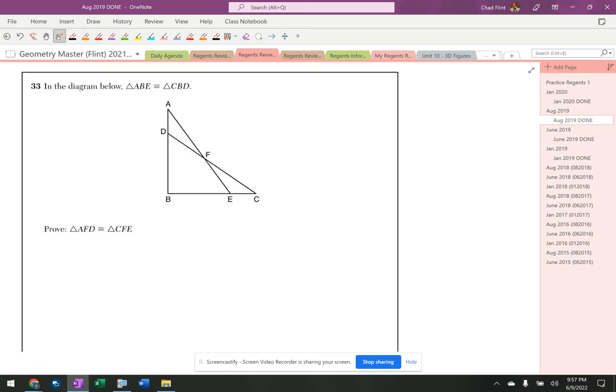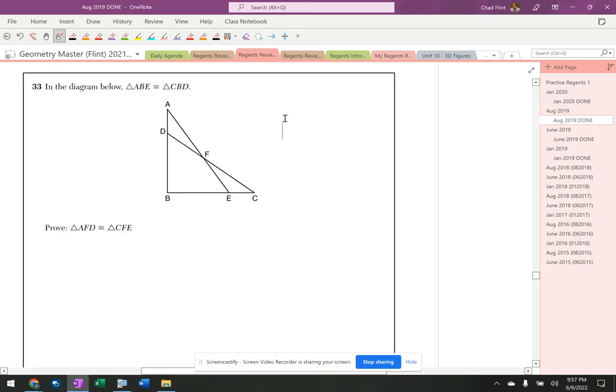So again, just being the nasty test that this is, it of course has a 4-point proof in here, which is super rare. All right. So you've got congruent triangles, and then it wants you to prove other congruent triangles. So I'm going to highlight the triangles to start with. So ABE is here. It's congruent to CBD there. Okay. And then I want AFD.